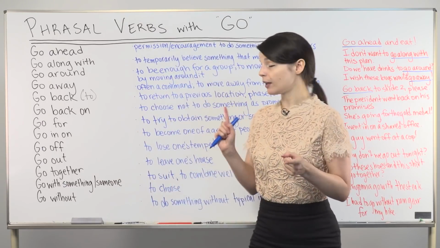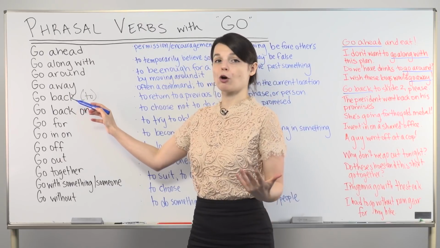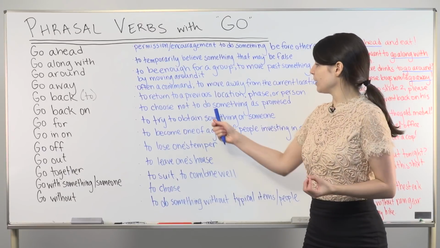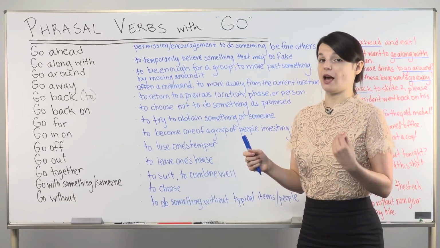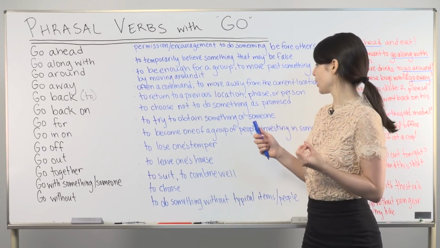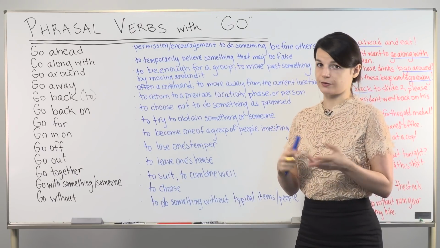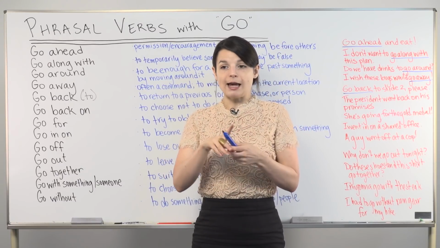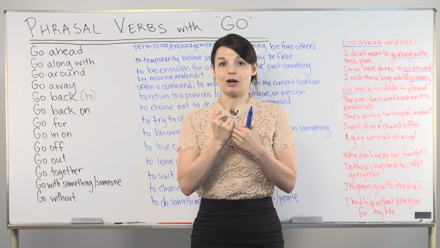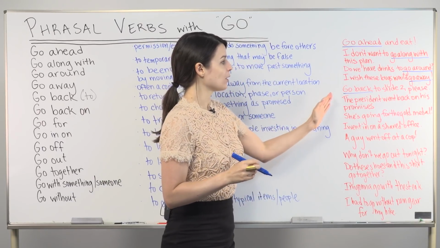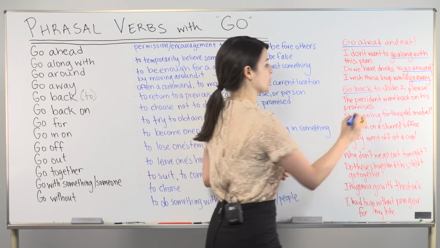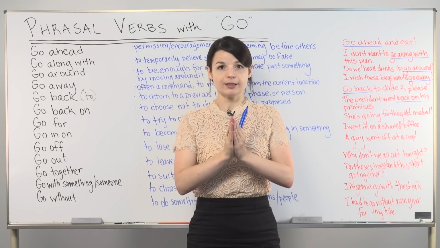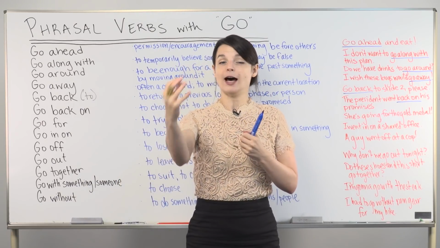Okay, let's move along to another one that's very similar. So we talked about go back or go back to. Now let's look at go back on. So to go back on something is to choose not to do something as promised. So we tend to use this expression with promises or agreements of some kind. So to go back on a promise means you make the promise and then your actions do not align with the promise. So in an example sentence, the president went back on his promises. This means the president made a promise and the president's actions did not match that promise.